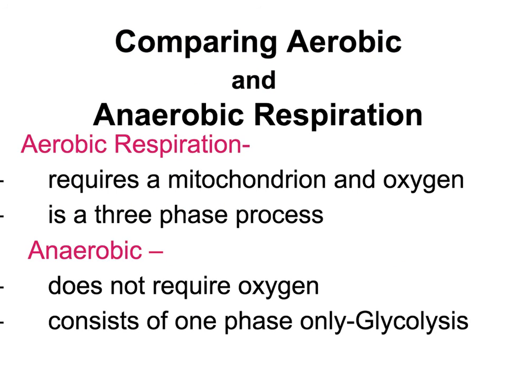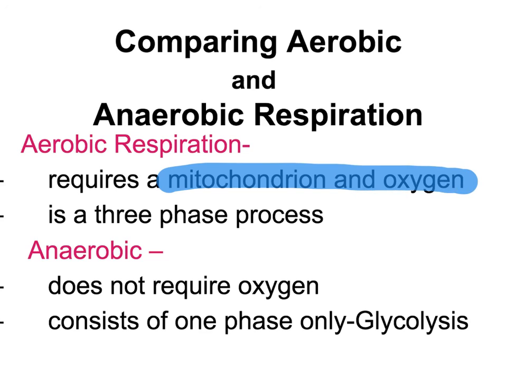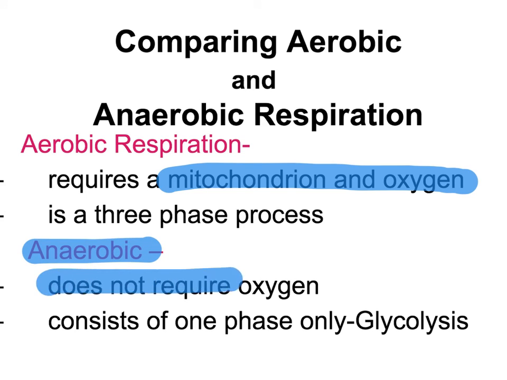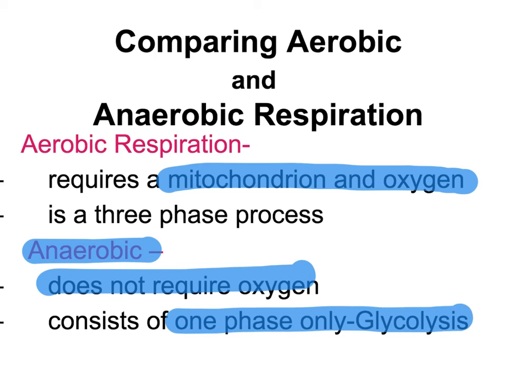Key things to keep in mind when comparing aerobic and anaerobic respiration. Aerobic respiration is going to require the mitochondria and oxygen, and actually has 3 phases to the process, but you don't need to memorize all 3 processes. Anaerobic respiration is not going to require oxygen and consists of only one phase happening in the cytoplasm called glycolysis.